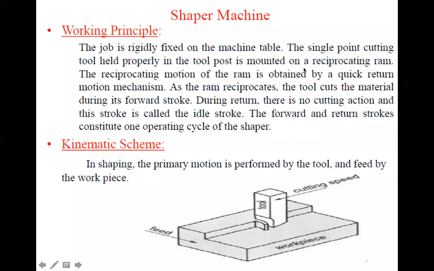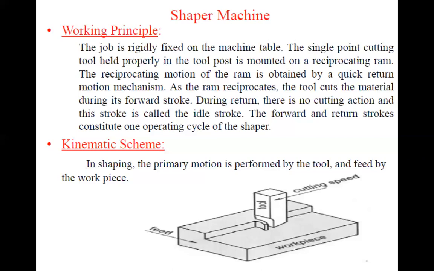The tool post is mounted on a reciprocating ram. The tool post that we saw in the previous slide is completely mounted on a ram, and the ram reciprocates over a particular length. The reciprocating motion of the ram is obtained by a quick return motion mechanism. So in the shaper there is a quick return mechanism. What will it do? As I told you, the cutting stroke, the forward stroke, goes at the normal required speed, and the return stroke comes faster. That is why this mechanism is called a quick return mechanism.